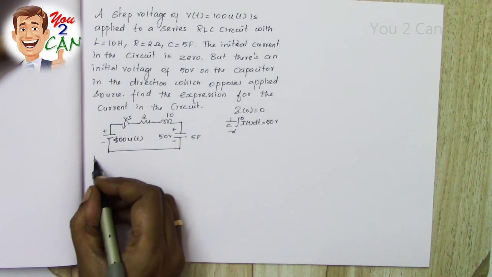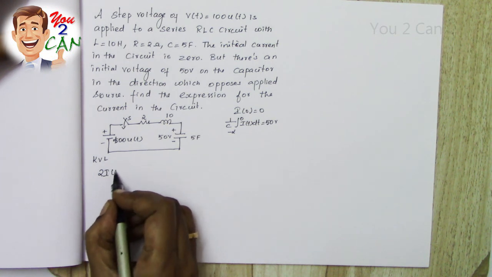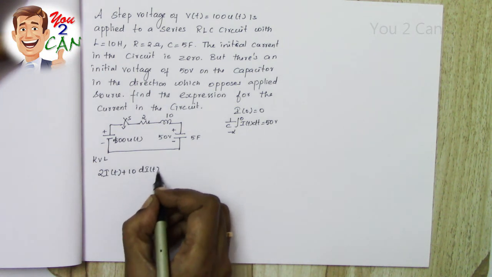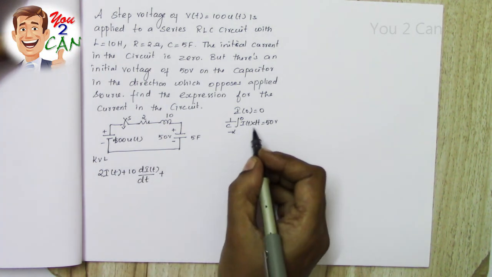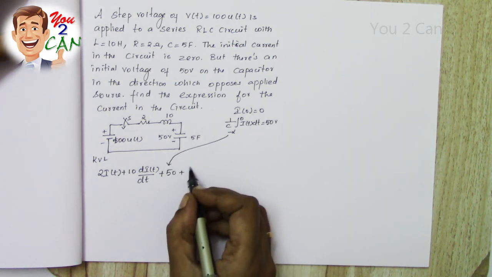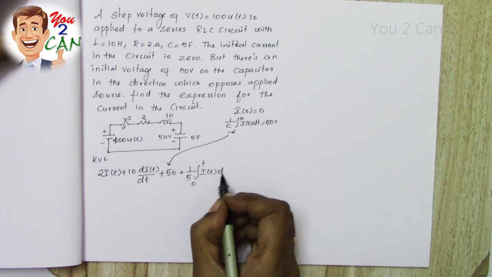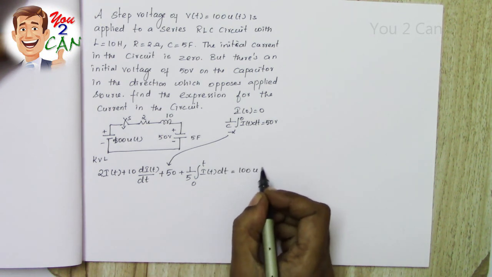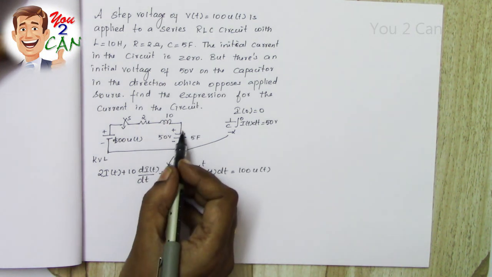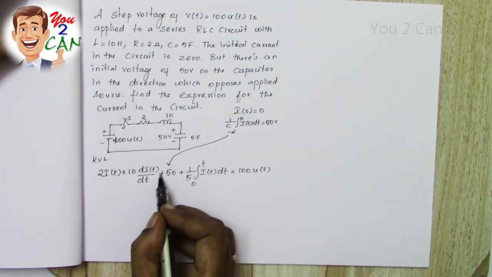Okay, now write KVL equations. We all know KVL equations. So 2I of t plus L di by dt, 10 di of t by dt, and the initial voltage is given as 50 volt. So 50 plus 1 by c integral 0 to t I of t dt will be equal to 100 u of t. Okay, so this 50 is taken as plus voltage added, and the voltage across the capacitor is opposing the supply voltage, which means you have to take it as plus here.